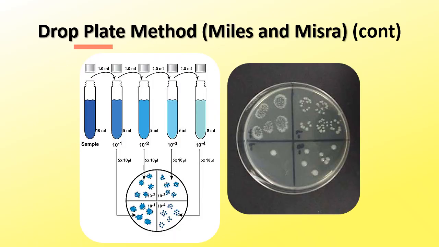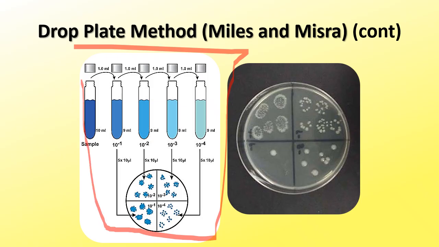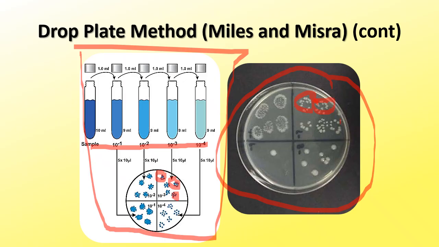Okay, this diagram summarizes the drop plate method. As usual, first we serially dilute the sample, and then instead of spreading using a hockey stick, we put tiny droplets onto the plate. As I mentioned earlier, the volume of the inoculum must be standardized, and the maximum volume is usually 20 microliter. After incubation, you should be able to see something like this. Each of these spherical colonies will be counted and the CFU per ml calculated.